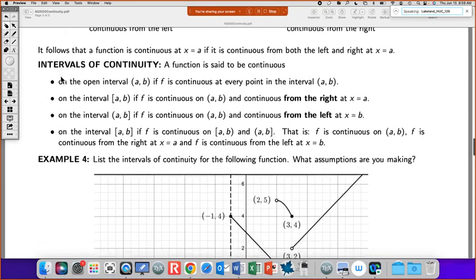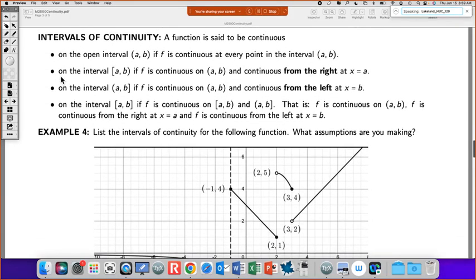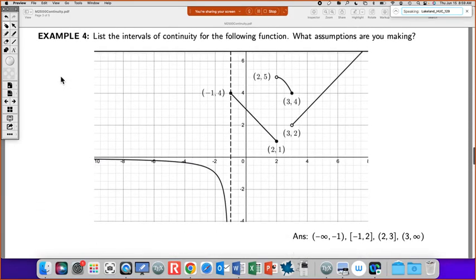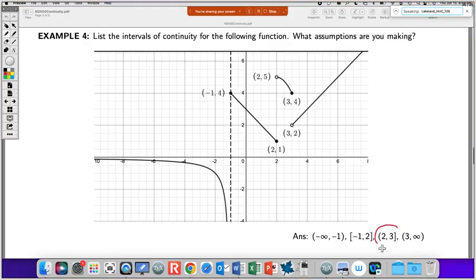All right, intervals of continuity. So let's take a look at this function. I want to say up front, I think on your printed handout this is different. This is correct. On your handout, is it flipped? Yeah, so this is correct. So fix this.